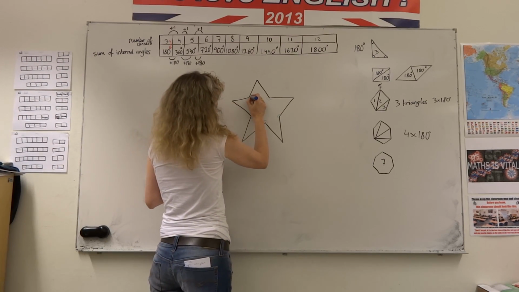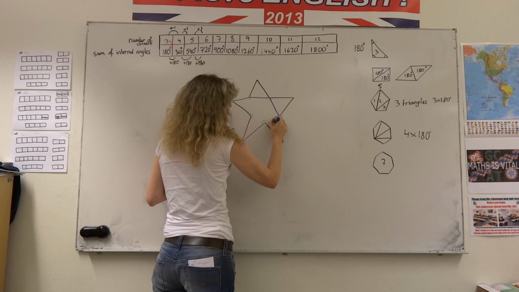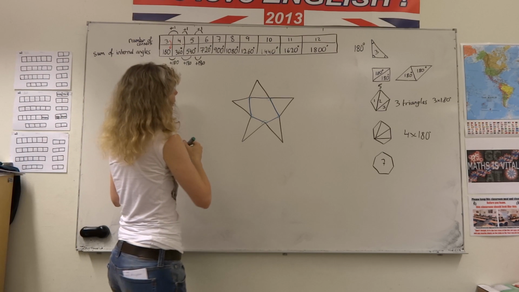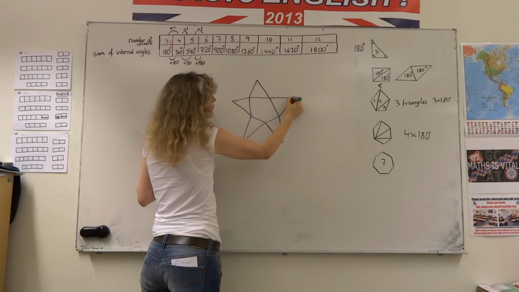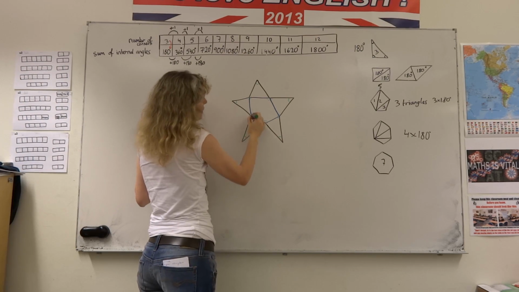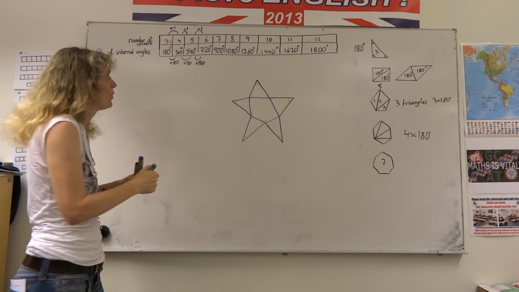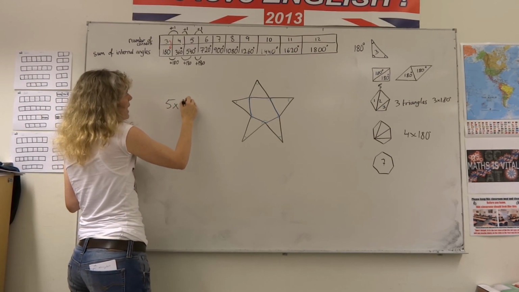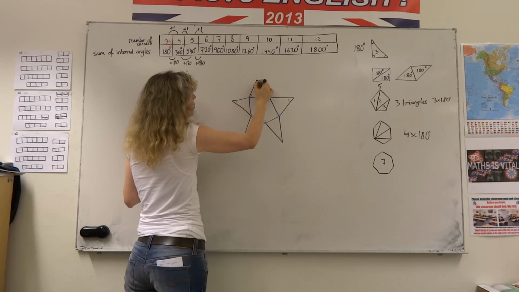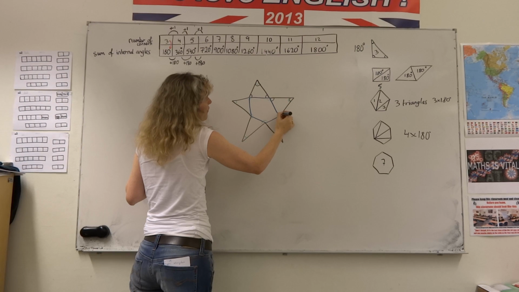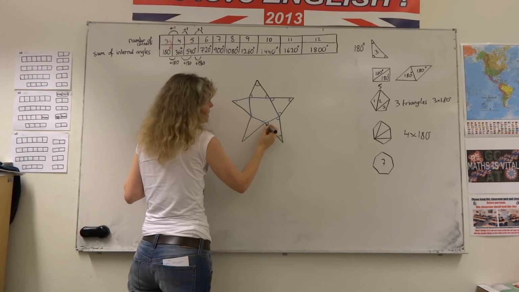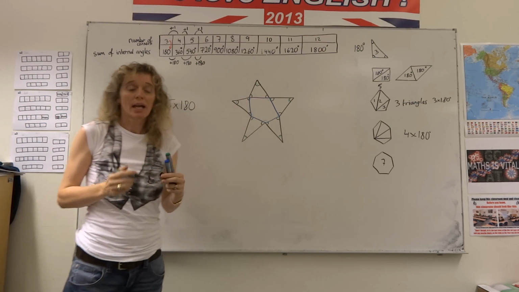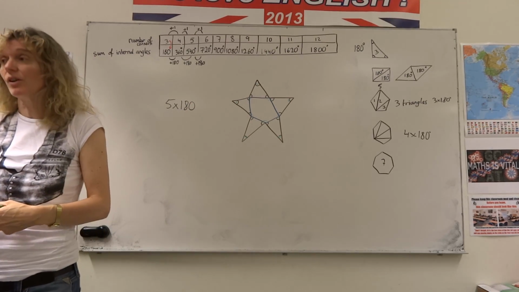If we split this shape up here into 5 triangles, we could add up all of these angles from the triangles. That would be very easy, wouldn't it? We know that we would have 5 lots of 180 degrees. That would give us all of these angles here. We'd get 5 lots of 180 degrees. But that hasn't given us all of the angles in the star shape, because we've got a lot of angles here in the middle that we haven't even looked at yet.